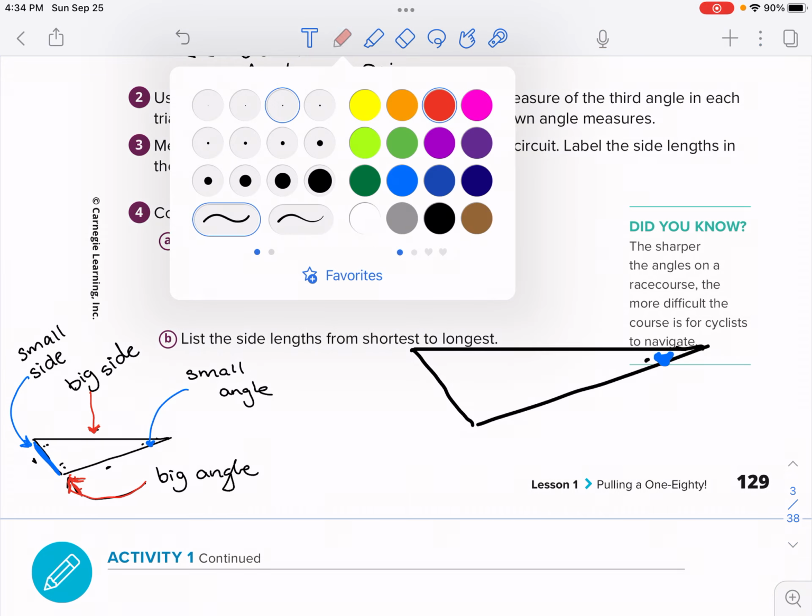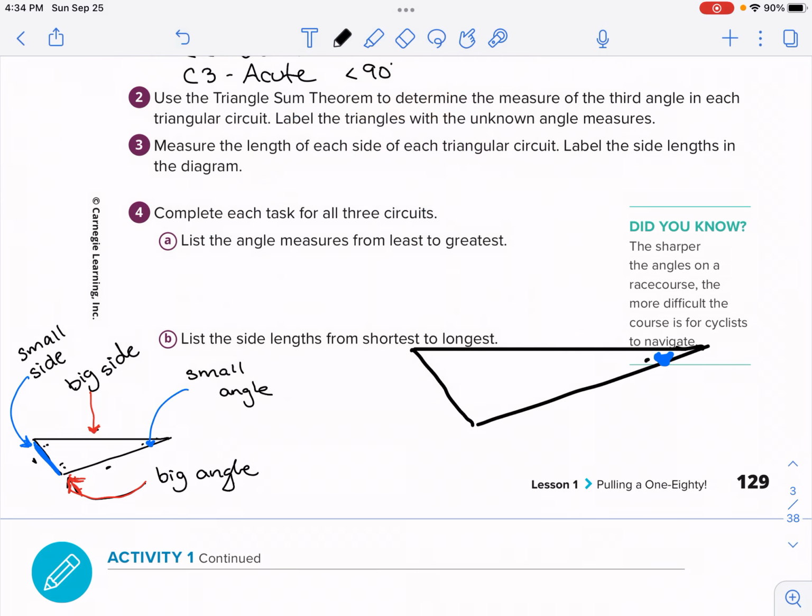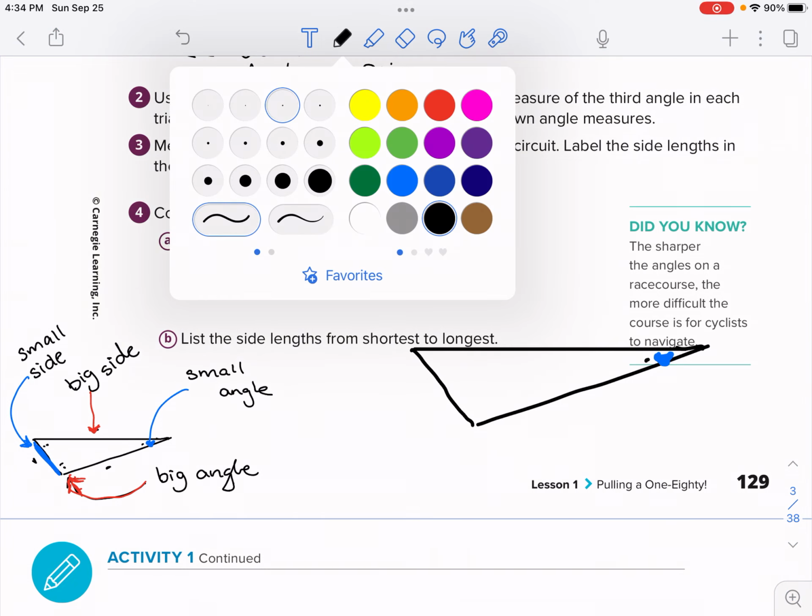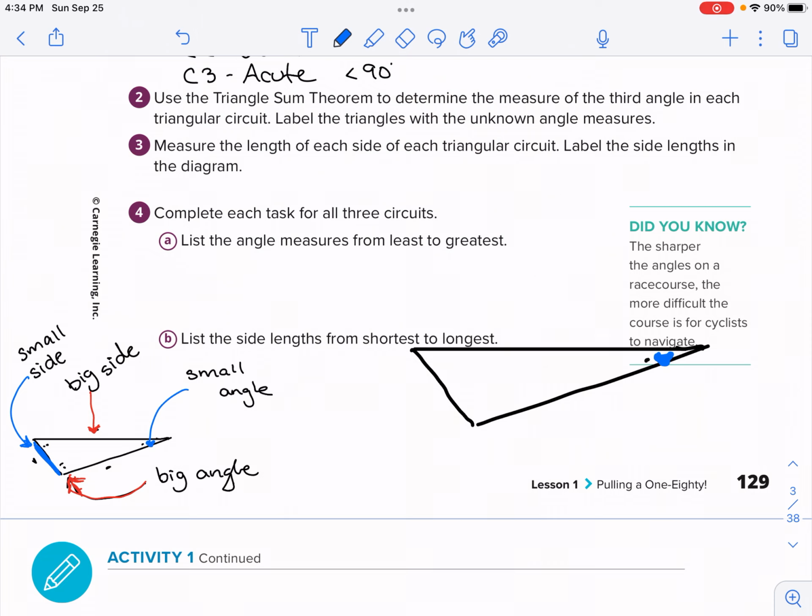I want you to notice the relationship between the smallest angle and the smallest side. The smallest angle was this one in blue, and the smallest side was the other one in blue. So for the smallest angle, draw a line from here to here. A vocabulary term for this is opposite. So the smallest side was opposite the smallest angle.